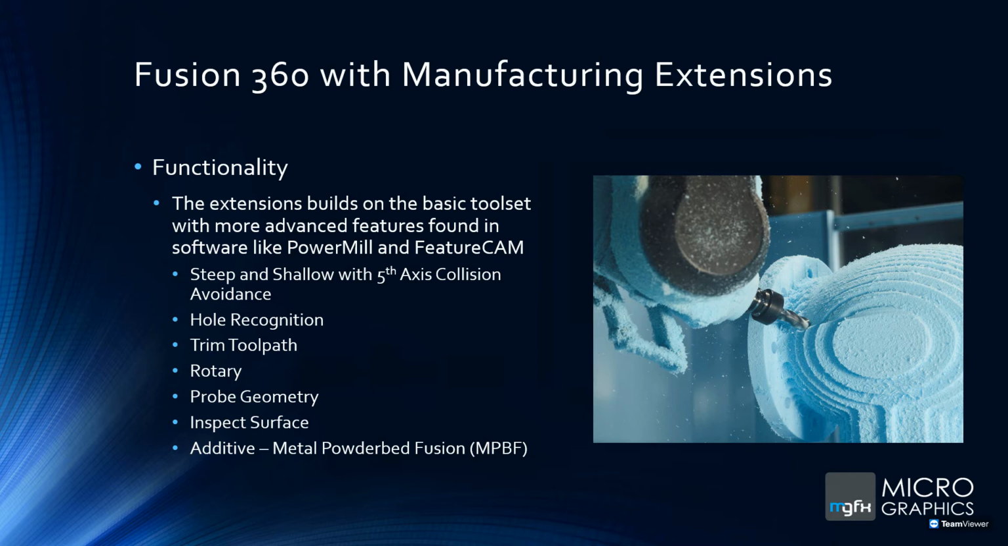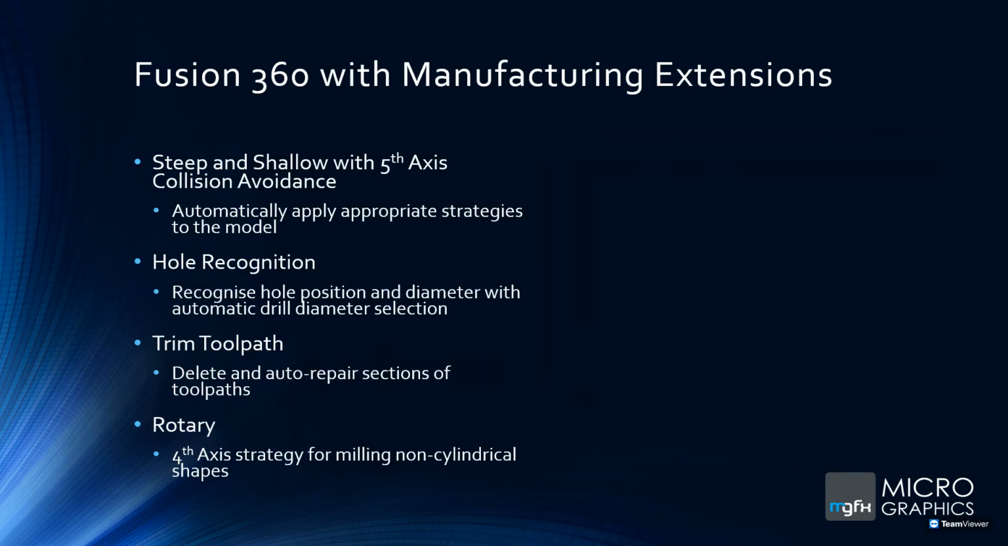The next few slides that I'm going to go through will be a short overview of most of these strategies. So Fusion 360 with manufacturing extensions, you unlock steep and shallow, and the steep and shallow will scan the part and apply the appropriate milling strategies to both steep areas and shallow areas. So this is controlled by the angle of the surface, and it can be adjusted to your preference.